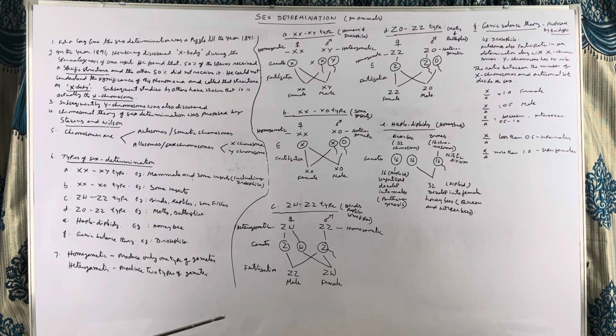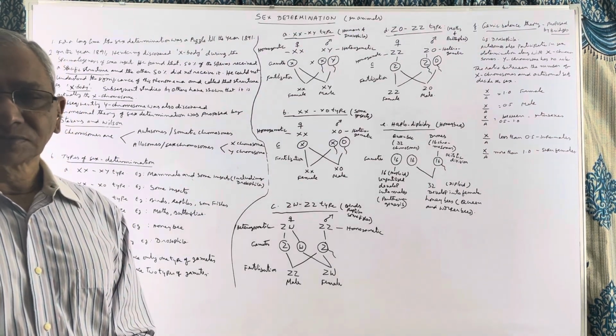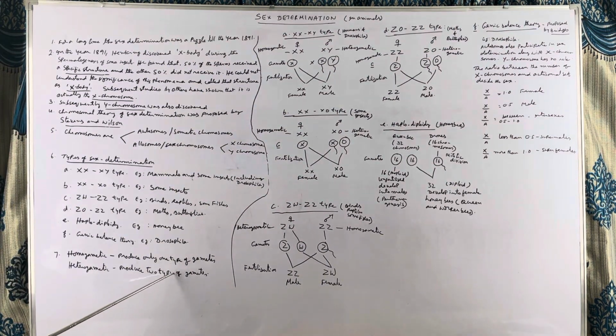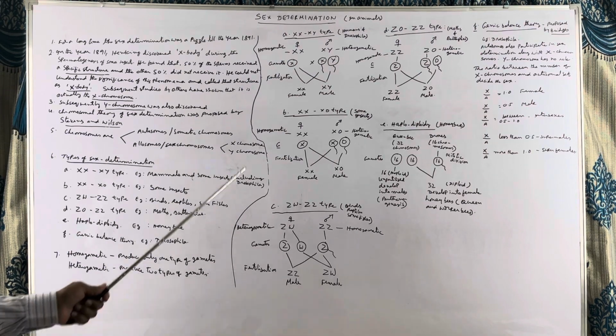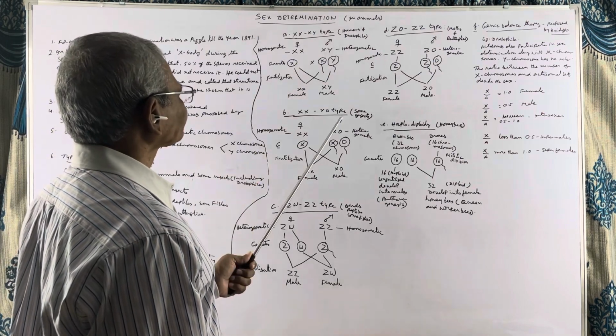Then, here we have to remember two terms, homogametic and heterogametic. If an animal produces gametes of two types, it is known as heterogametic. If an animal produces only one type of gamete, it is known as homogametic. Let us see how this happens in different animals. First, let us take up XX-XY type.